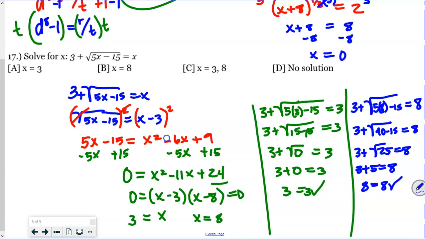Now, remember, you could have just started right here with these two, right? Because we can see that the answers are 3 and 8, right? So you could have just checked them to see if they work. But the answer was C. Whoops. C. Okay?